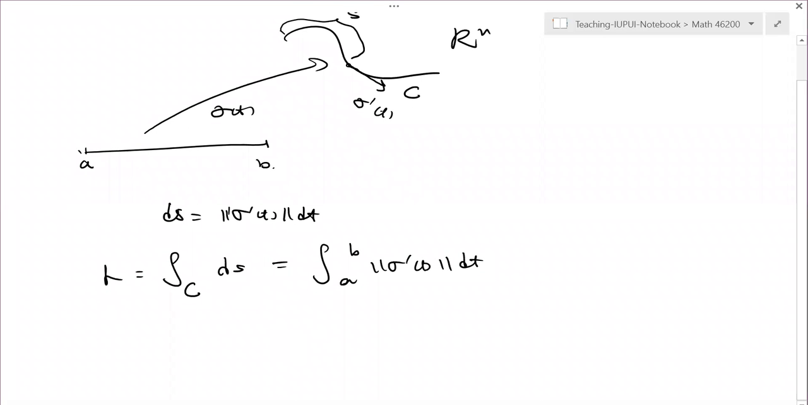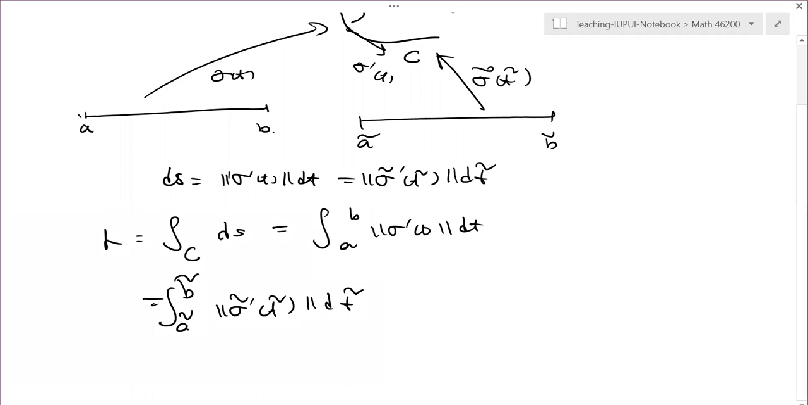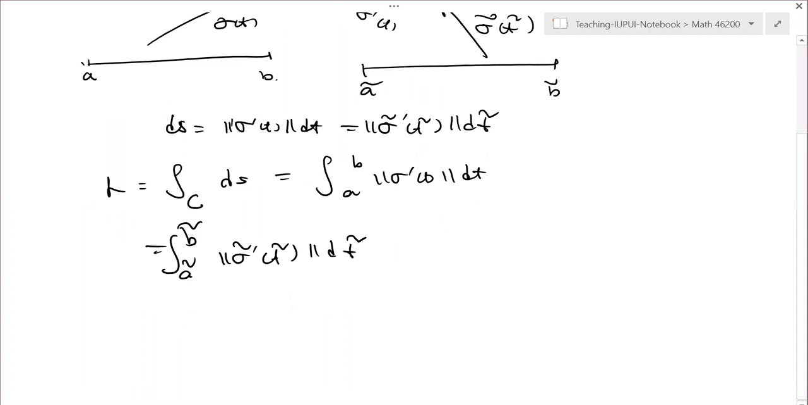Now, if you have another parameterization for the same curve, a tilde, b tilde, sigma tilde and t tilde, then you will see that this is going to be the same. So this will be from a tilde to b tilde if you use another parameterization. It really doesn't matter which one you choose. So this is about the length. How do we take the length?